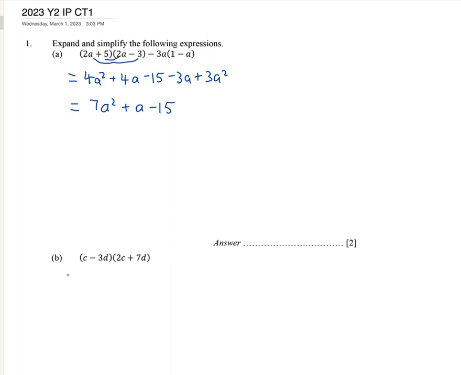The second part is just simple expansion again. First term, c times 2c is 2c squared. And again, we have the inner term, minus 6cd, outer term, plus 7cd. 7cd minus 6cd is plus cd. And finally, minus times plus is minus. 3 times 7, 21. D times d, d squared.